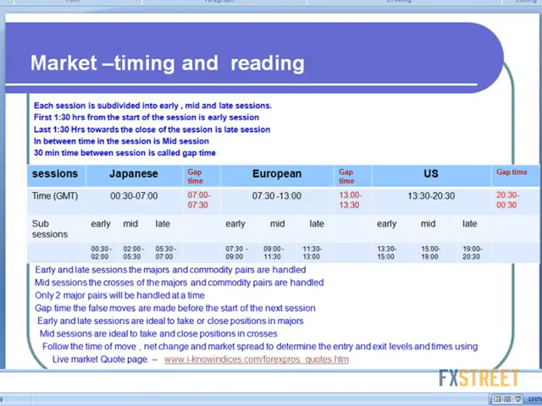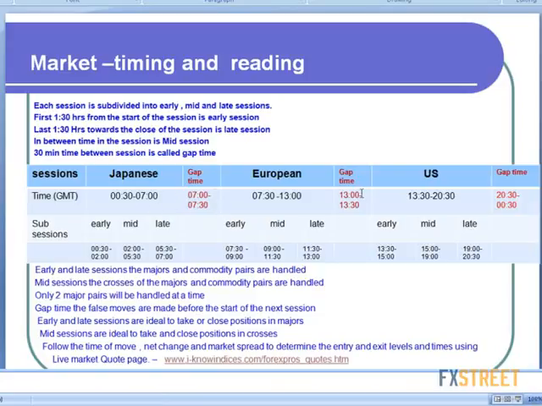So that according to the type of moves, we'll be able to take positions. Now, we need to follow the market using the timings followed by the players. The players have divided the market into three sessions: Japanese, European, and US, or session 1, 2, and 3. And the session timings are given here.